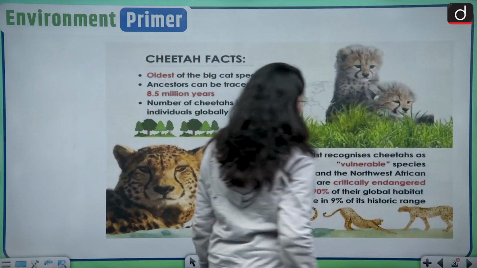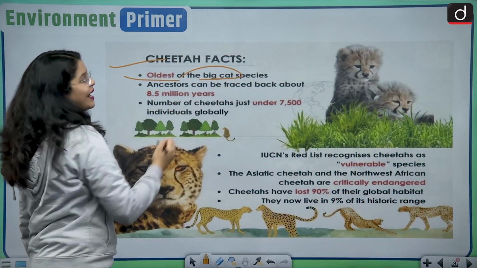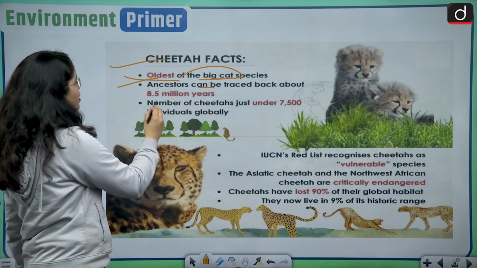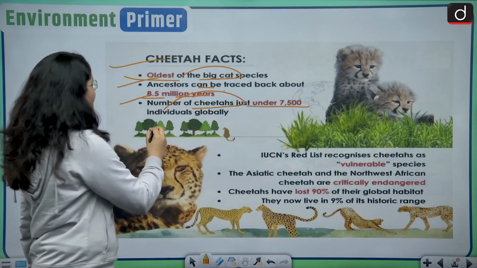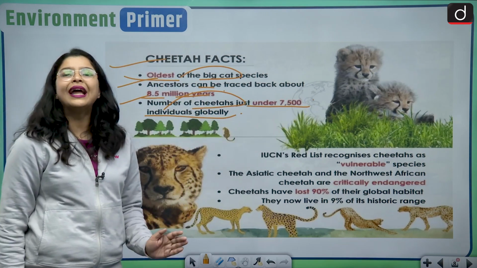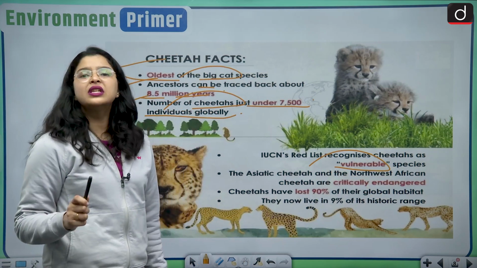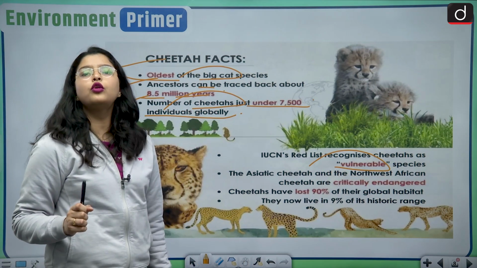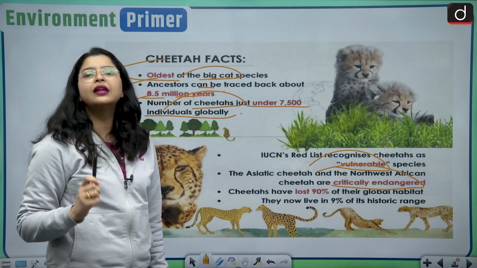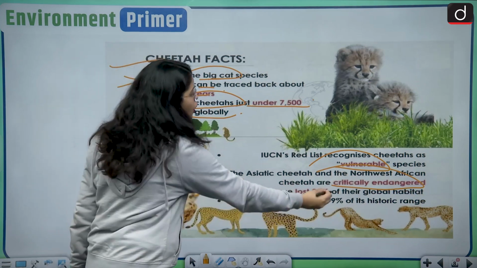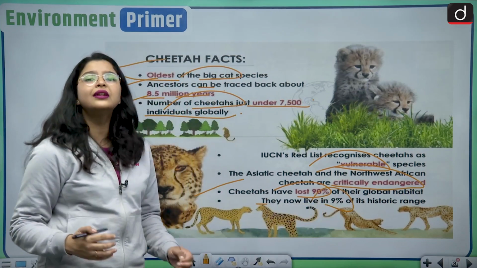Moving forward, these are some important cheetah facts. So basically, the cheetah is the oldest of the big cat species. Ancestors can be traced back about 8.5 million years, and the number of cheetahs is just under 7,500 individuals globally, and that is why the protection status is vulnerable under the IUCN Red List of Species. And if you talk about the Asiatic cheetahs, they are critically endangered on the IUCN Red List. Cheetahs have lost almost 90% of their global habitat, and they now live in only 9% of their historic range.